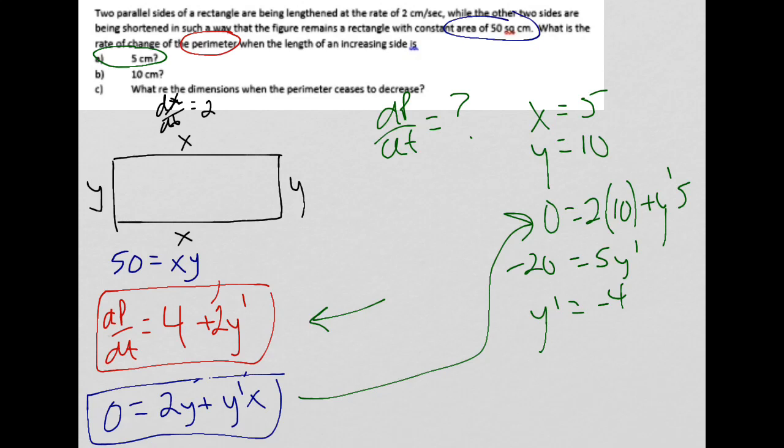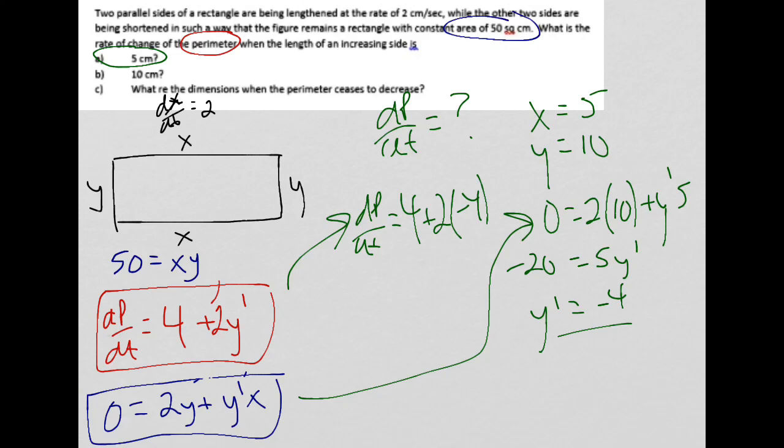So now I can plug that into this thing, right? Because I want to know what is dP/dt. So dP/dt is going to be 4 plus 2 times negative 4. That's my y prime value. And that gives me 4 minus 8, which is minus 4. So that's my answer for B.